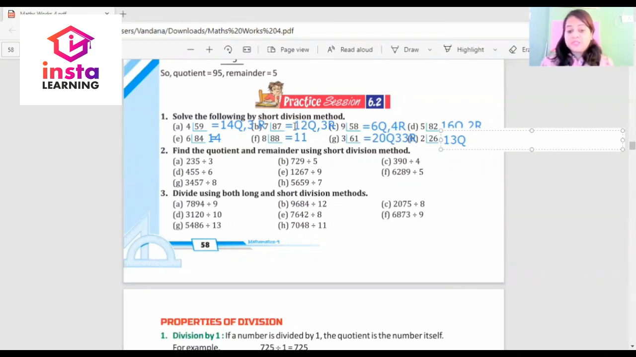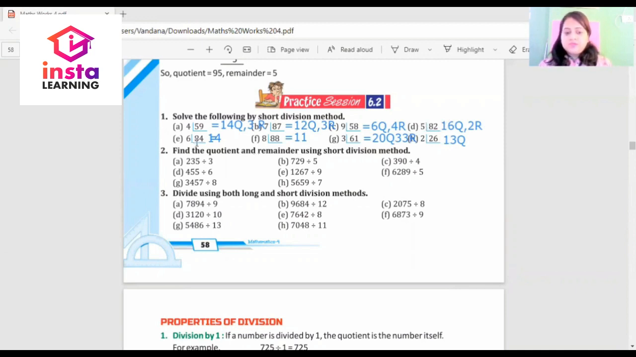Match my answer with you. 12 is quotient and 3 is your remainder. And you have to read the table of 7 in this B question. In the C question, you have to read the table of 9. Answer is 6 quotient and 4 remainder. And in this D, table of 5, 16 is your quotient and 2 is remainder.